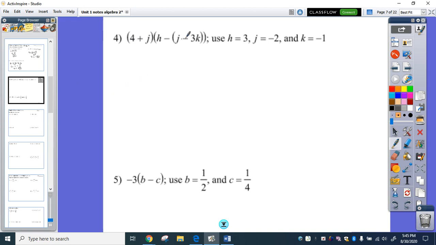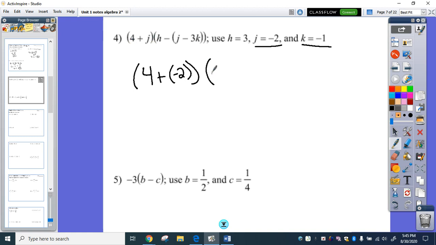This one is a fun problem because we've got lots of parentheses, and not only that, we have a negative in both J and K to plug in. So we're going to have to be very careful. We're going to use a lot of space here. Starting at the beginning, we have 4 plus J, which is a negative 2. So negative 2, that's the first part right there.